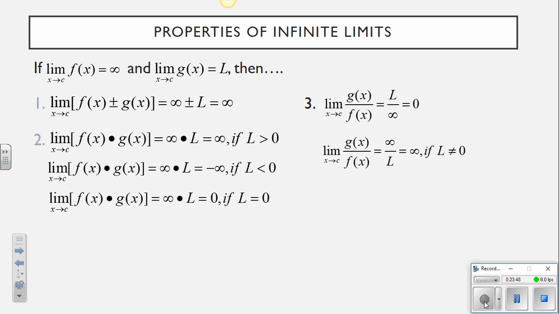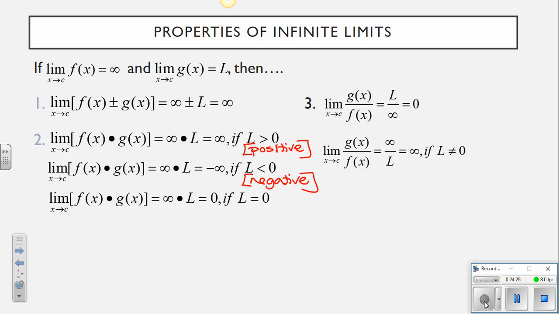With multiplying, notice there's 3 cases. If L is greater than 0, you guys understand this means positive numbers? Yes. What about this one? Negative numbers. And if L is 0, well, obviously 0. So if you have infinity times a number, if that number is positive, it's infinity. If that number is negative, it makes it negative infinity. If that number is 0, it makes it 0, because anything times 0 is what? 0. Does that make sense? All right, so that's some limit laws there.